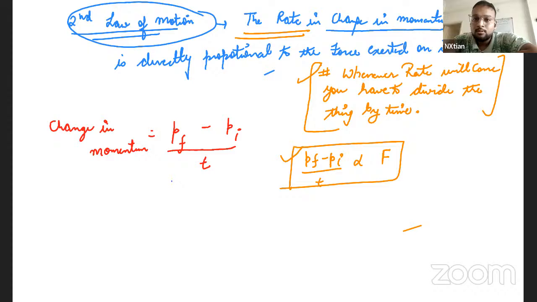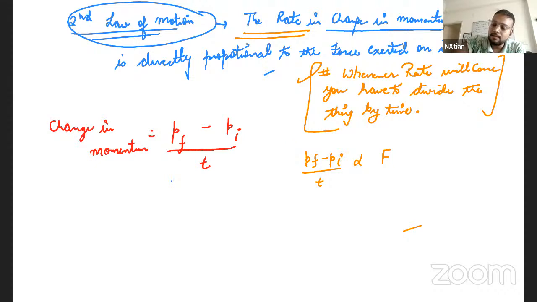Understood? So if in less time I change my momentum, there'll be much greater force. Understood, guys? If less time will be there, then there will be much greater force.